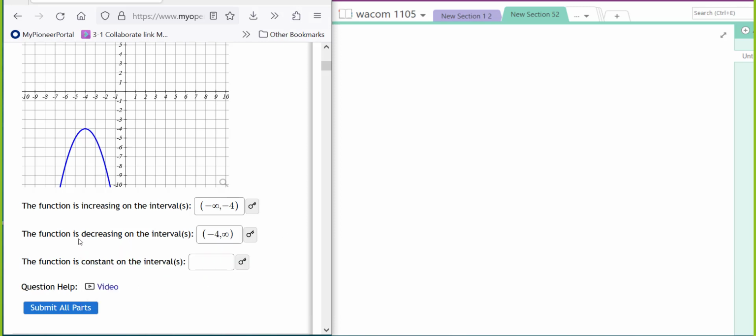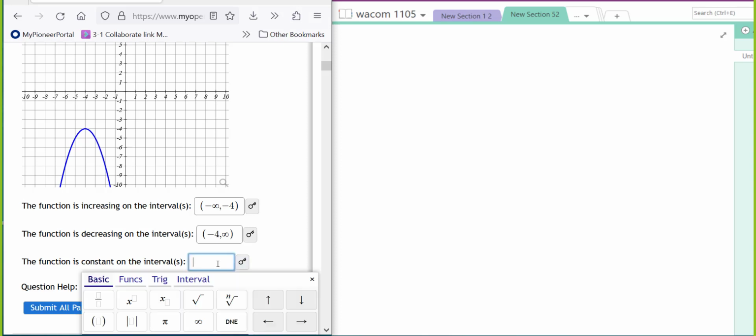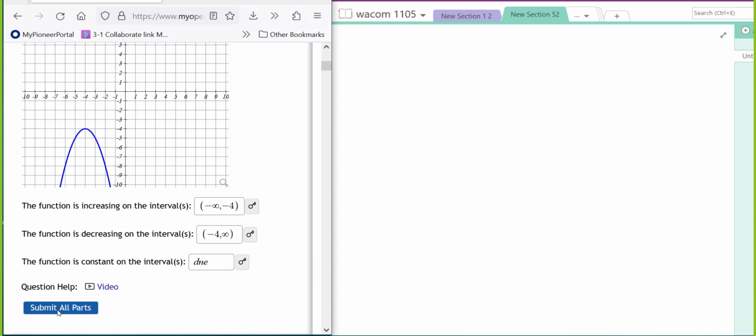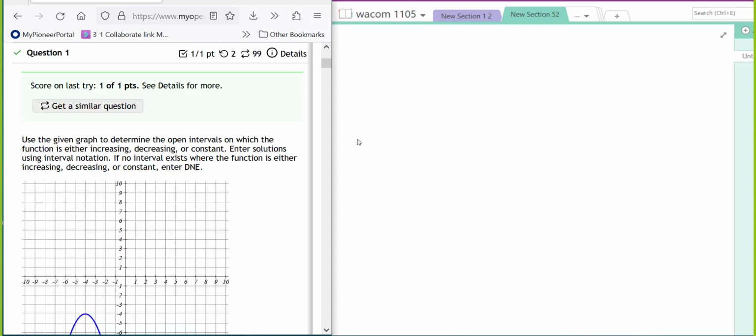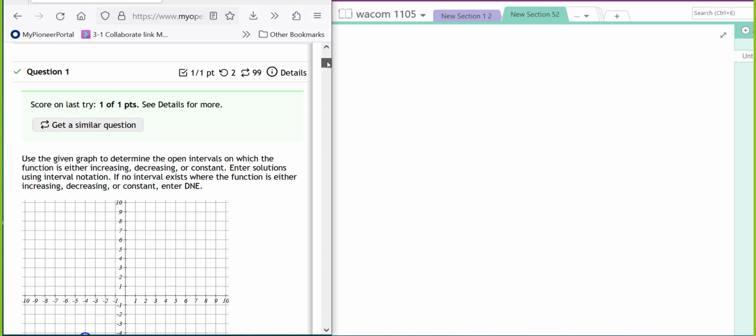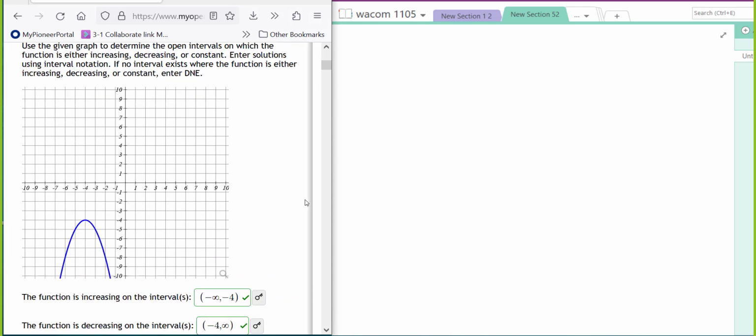And this one is not constant. Constant would be a horizontal line. So we will say DNE. And we're good there. So mainly just remember, you want to look at it in terms of x, because you're going left to right, and always use parentheses with both pieces.